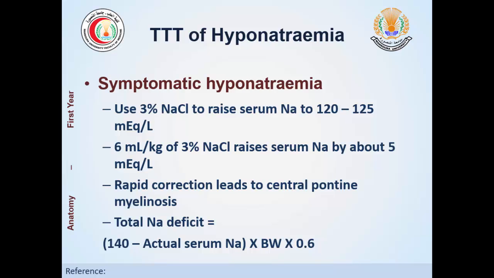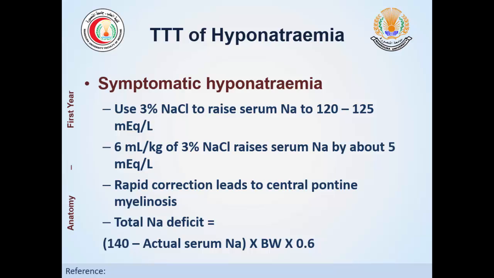How can you treat the symptomatic hyponatremia? Use 3% sodium chloride to raise serum sodium to 120 milliequivalent per liter. 6 mL per kg of 3% sodium chloride raises serum sodium by about 5 milliequivalent per liter. Rapid correction leads to central pontine myelinosis. It's a very important point.